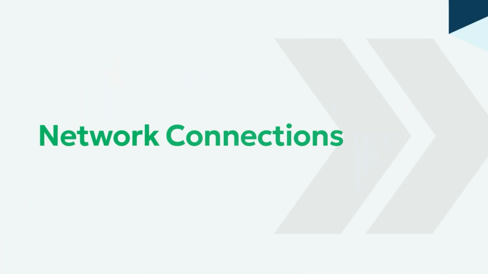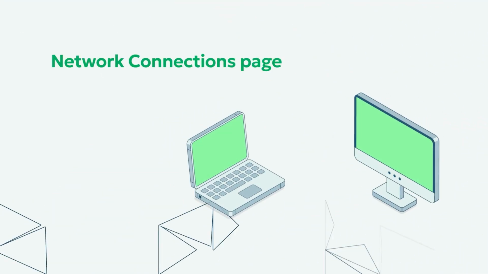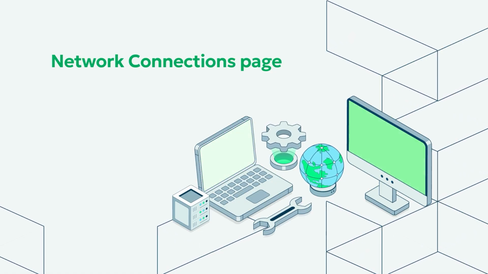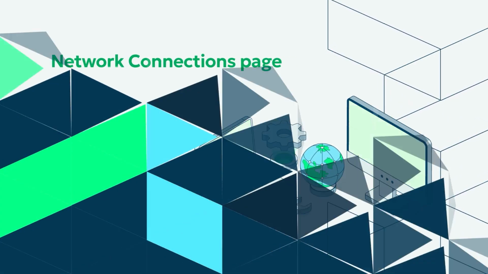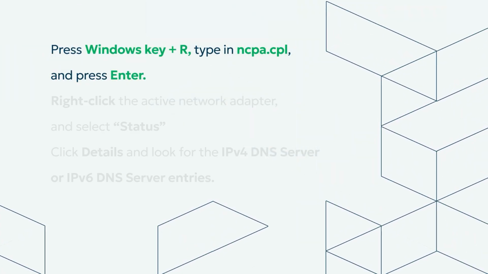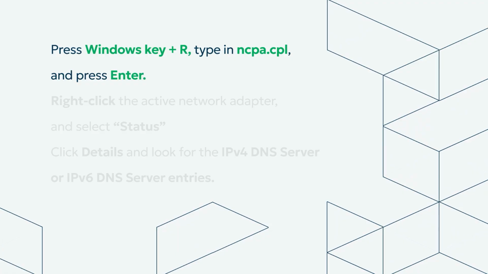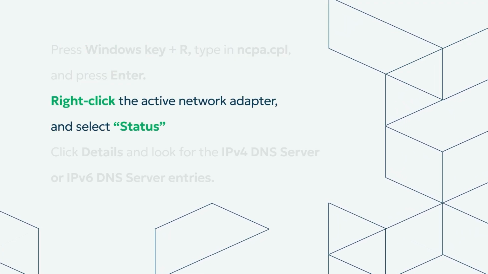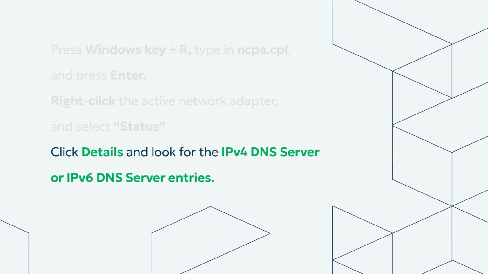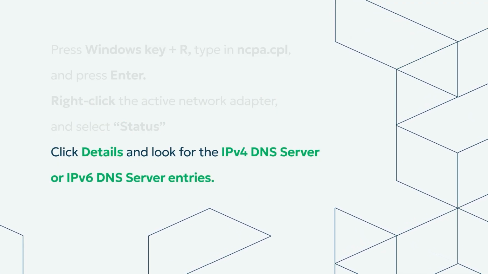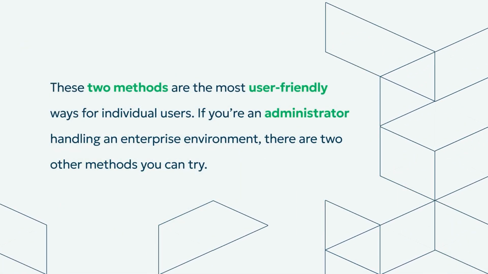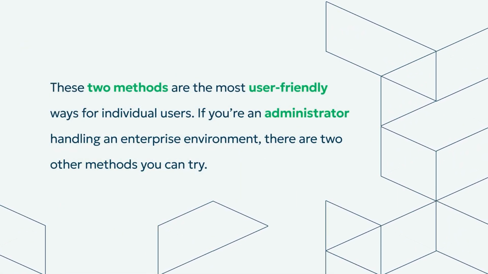Method 2. Network Connections. If you want more detailed, adapter-specific information about your DNS servers, go to the Network Connections page. To go there, press Windows key plus R, type in ncpa.cpl, and press Enter. Right-click the active network adapter and select Status. Click Details and look for the IPv4 DNS server or IPv6 DNS server entries. These 2 methods are the most user-friendly ways for individual users.